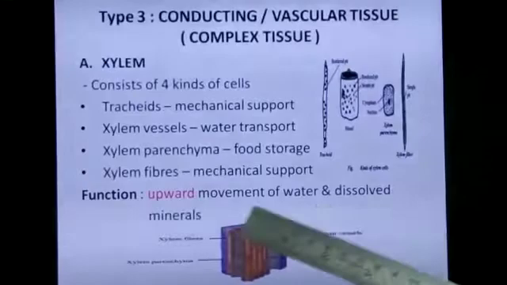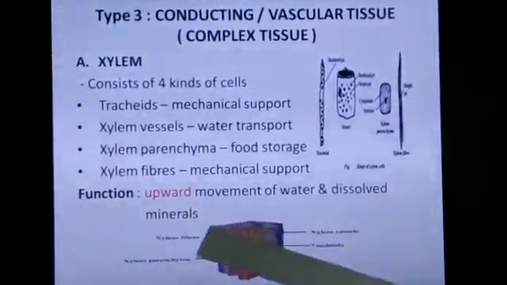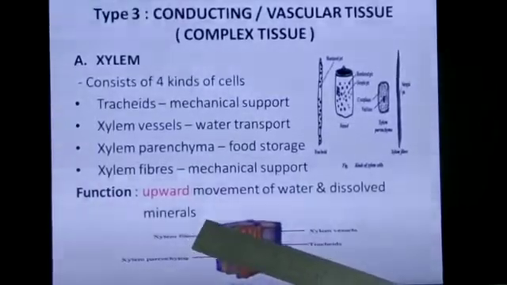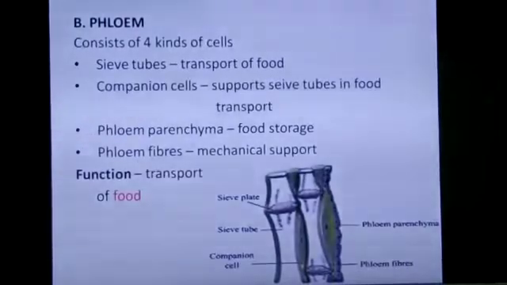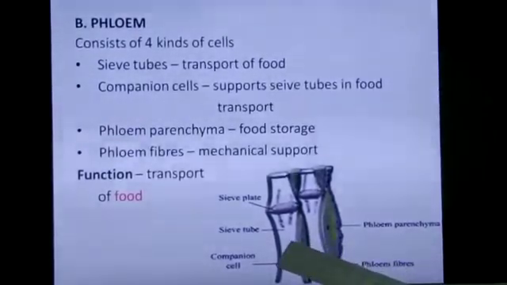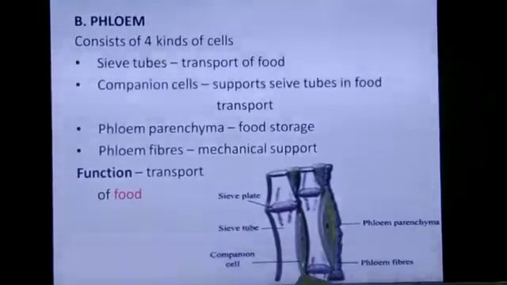The function of xylem is that they help in upward movement of water and dissolved minerals which are absorbed by the roots. We proceed to the next conducting tissue, that is phloem. Phloem also consists of four kinds of cells. This figure is showing the phloem tissue with all its four cells.